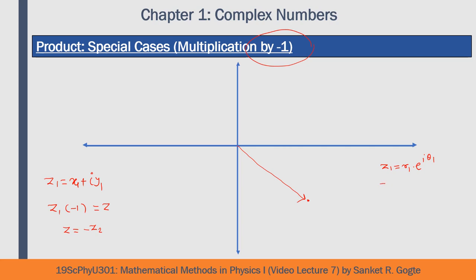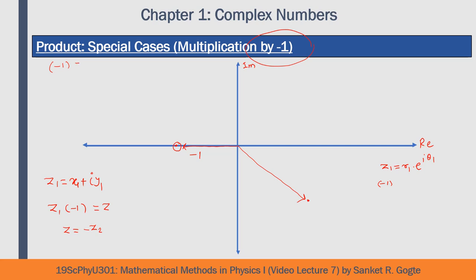Let's also write -1 in exponential form. How can I write -1 in exponential form? -1 is going to be here. This is -1. Its real part is -1 and its imaginary part is 0. So it lies on this real axis.